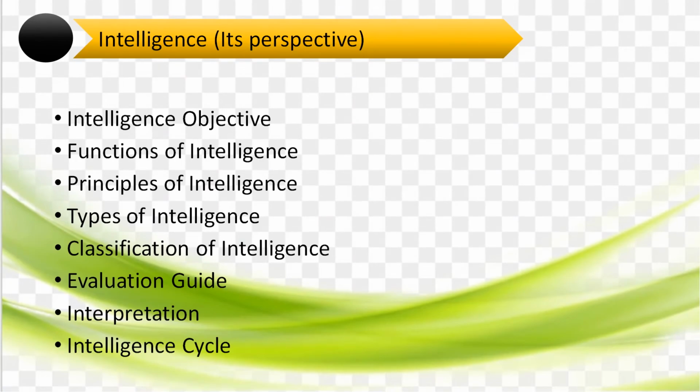And now our next scope of the discussion will be all about intelligence and its perspective. First, we're going to discuss intelligence objective, the functions of intelligence, the principles of intelligence. These are very important in order to understand the essence of the intelligence, the types of intelligence, the classification of counterintelligence. This is counterintelligence, not intelligence. Evaluation guide, the interpretation of the data, and of course the most important is the intelligence cycle.